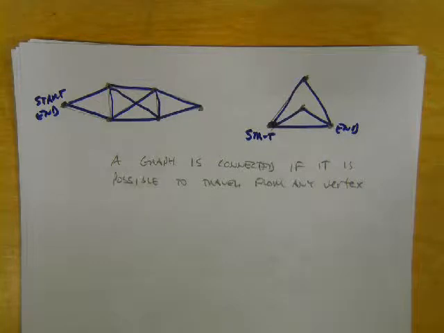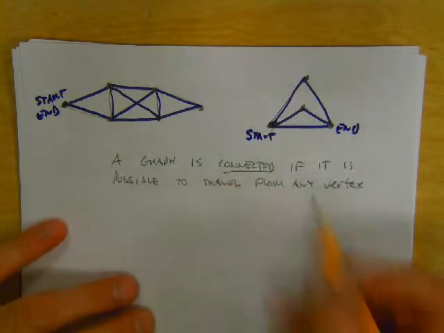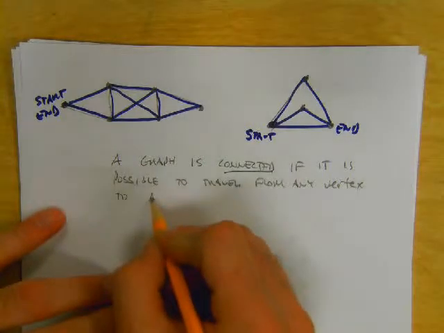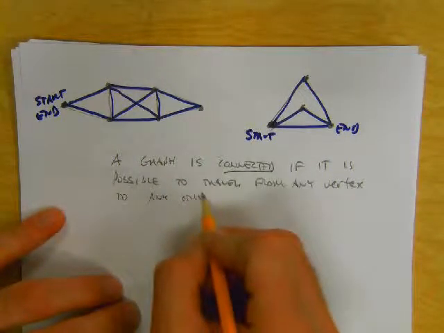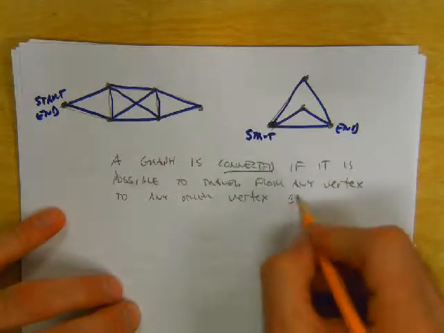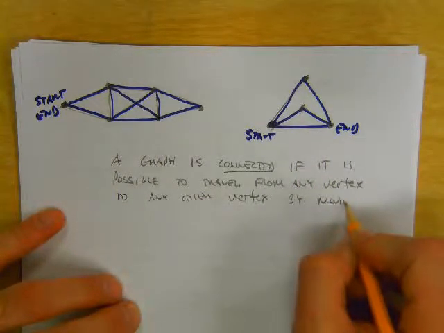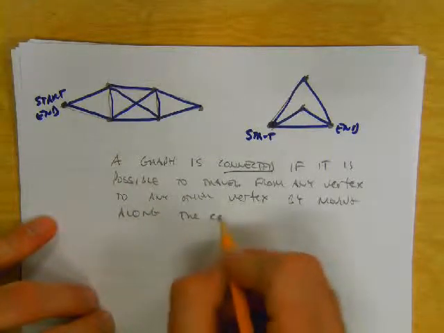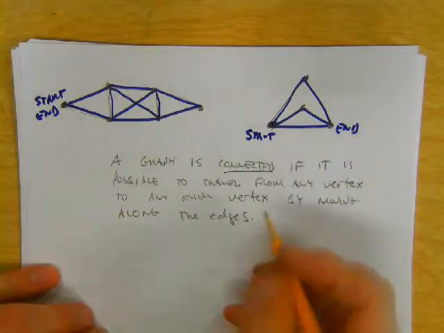A graph is connected if it is possible to travel from any vertex to any other vertex by moving along the edges. Okay.